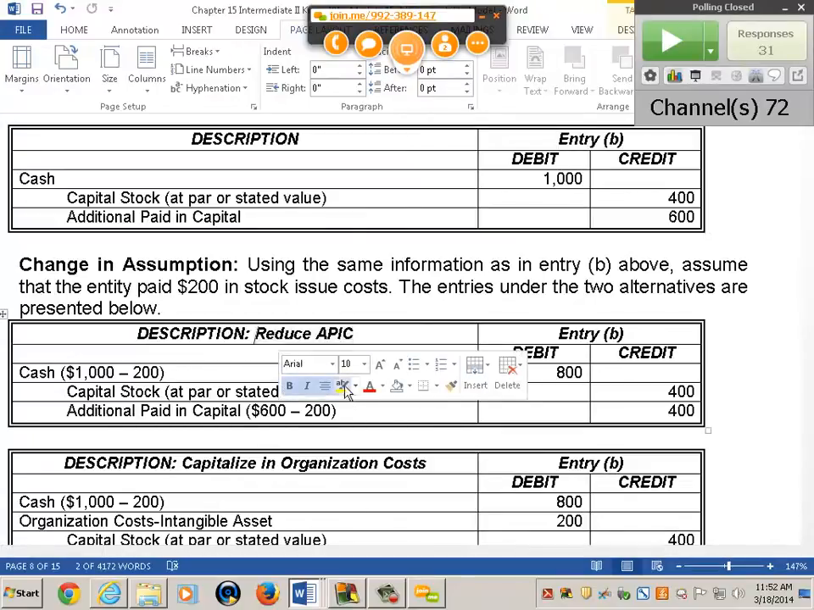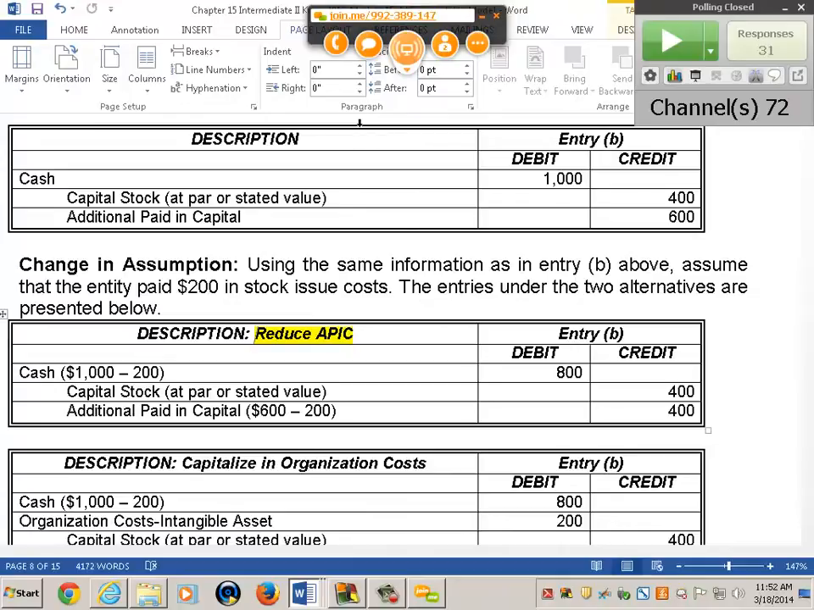So in this case, we're going to debit cash for the amount we received, the 800, credit capital stock at par or stated value, and the difference is now going to be 400. The original paid in capital was 600, but now we reduced that by the stock issue cost. So stock issue costs are going to be a reduction, in this case, of APIC.